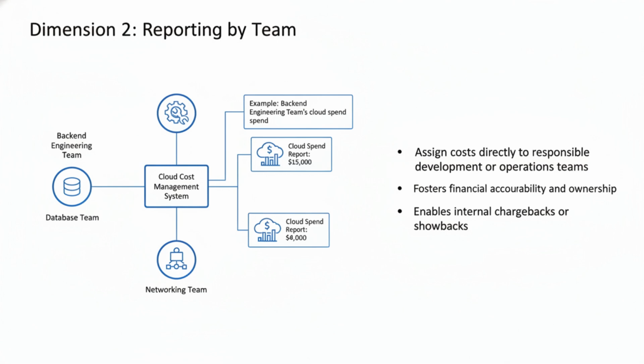For example, if the back-end engineering team is responsible for a particular service, their cost report should reflect only their services' consumption, not the entire organization's. This transparency empowers teams to optimize their own spending.